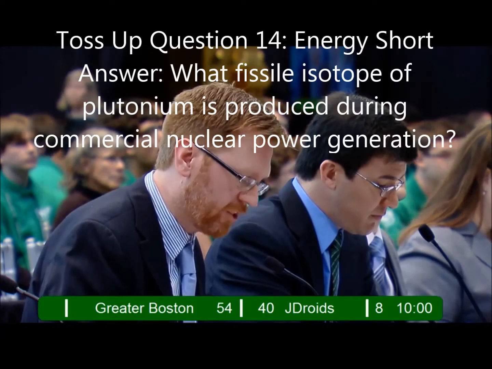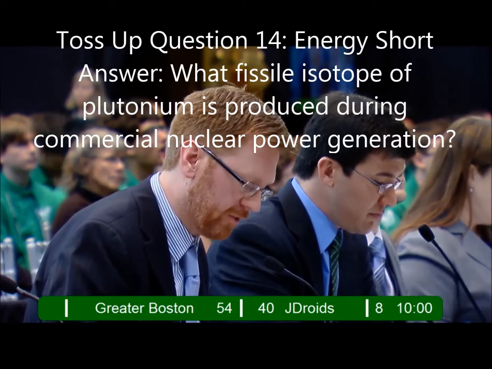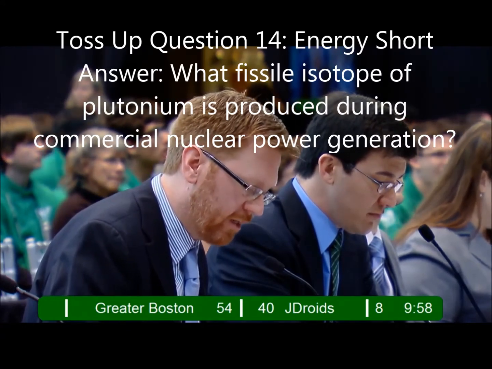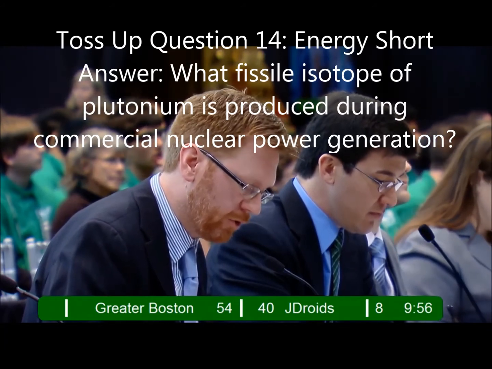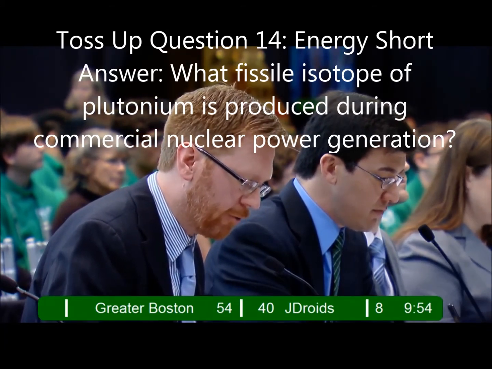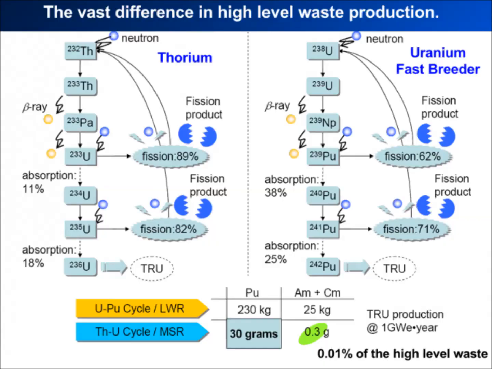This is question 14, energy, short answer. What fissile isotope of plutonium is produced during commercial nuclear power generation? This question is a little hard because there are different types of plutonium that are used in nuclear production, but they're looking for the one that you first start with, which of course you can see in this diagram.